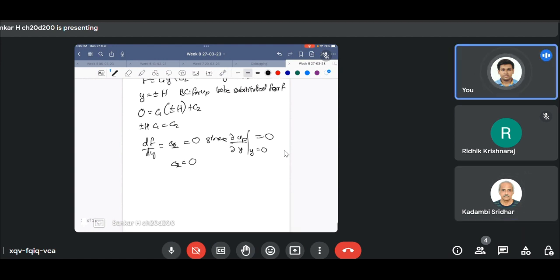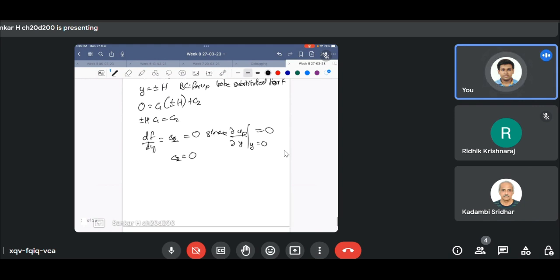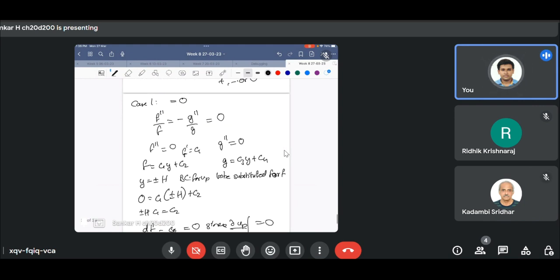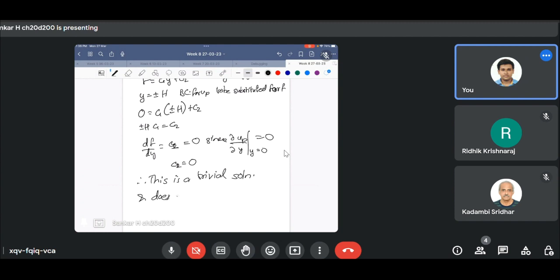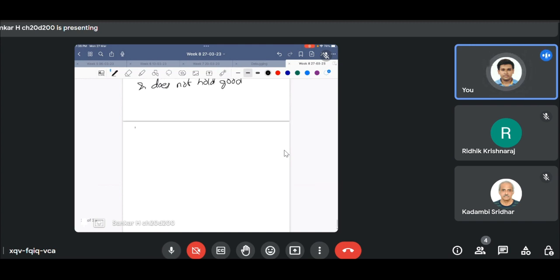Are you able to follow this now? Yeah. Okay. So we have found out that if we put the equation equal to 0, we will get c1 and c2 to be equal to 0. Therefore, this is something known as a trivial solution and does not hold good here. Therefore, we have to now substitute case 2, whether we can substitute minus lambda square here.